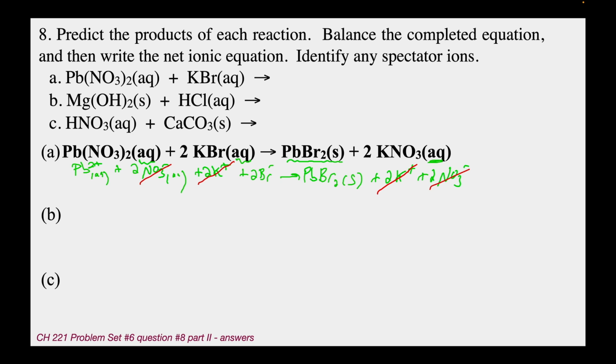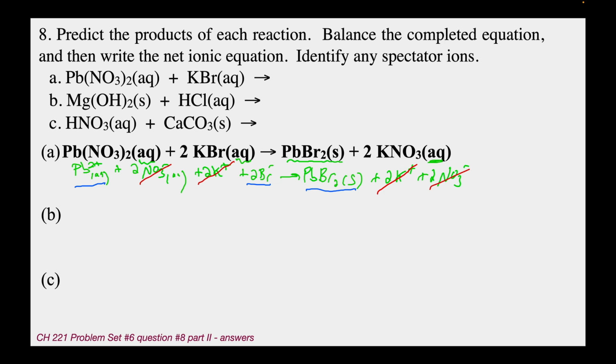So the net ionic equation is basically what's left. It's going to be lead 2 plus aqueous plus 2 Br minus aqueous going to PbBr2 solid. Again, don't break up solids, liquids, and gases. Lead 2 plus aqueous is different than PbBr2, just like Br minus is different than PbBr2. So this is how this stuff works.